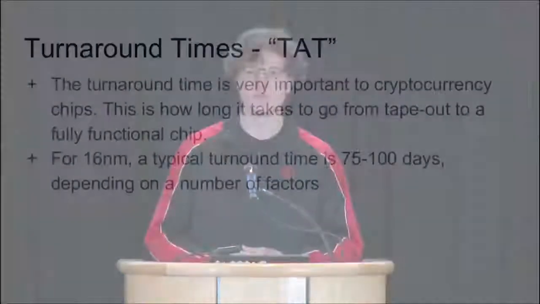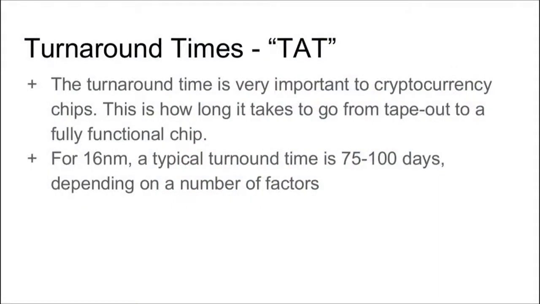So a big element in cryptocurrency is turnaround times. One of the big turnaround times that you really need to focus on is the time between taping out, sending all of the instructions to the foundry, and the time that you get your first chips back. At 16 or 14 nanometers, this is typically between 75 and 100 days. And that's something that you really look to optimize.